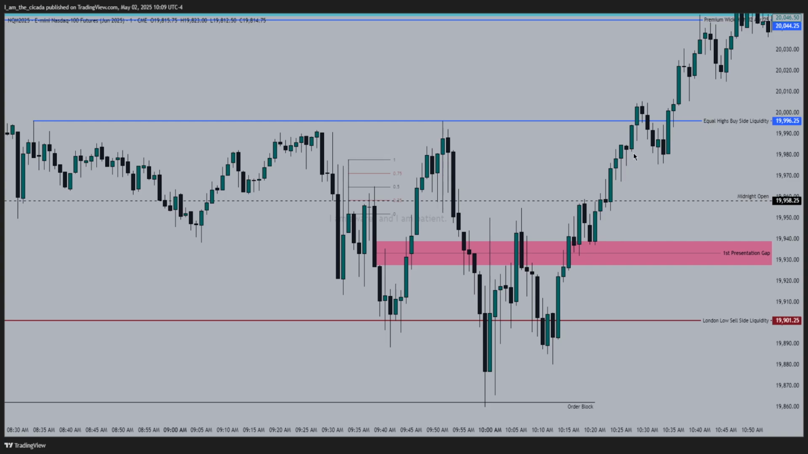Within this run higher, you will have the ability to trail and to add on with a touch of this box wick and the engulfing of this move lower here, which gives us a change in state of delivery.